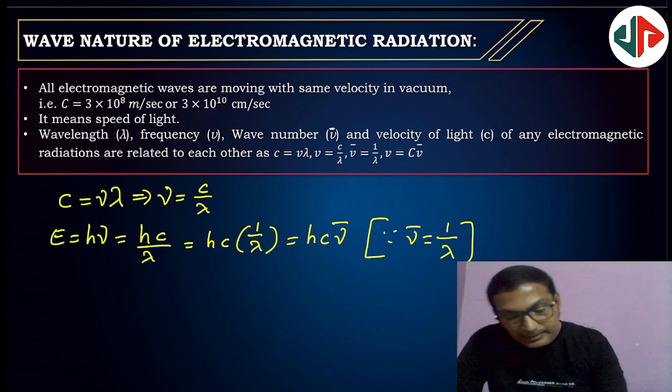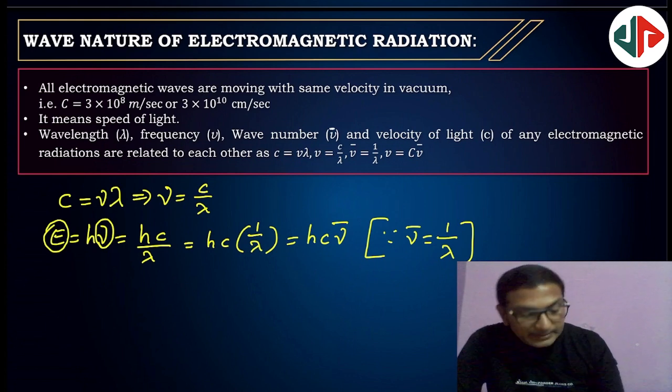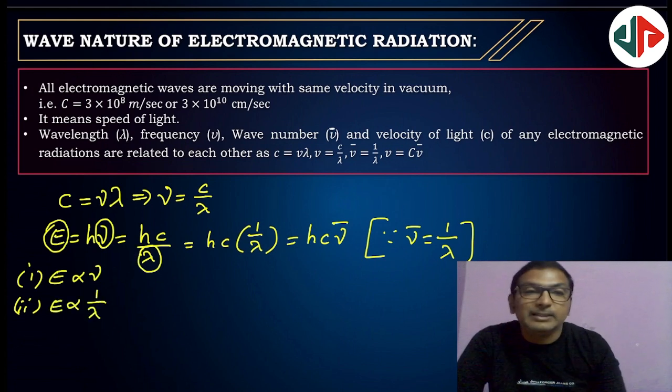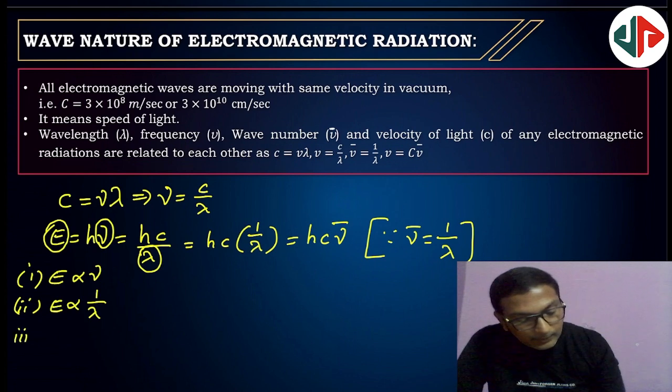So from this, see here, relation between energy and frequency. Relation 1, energy directly proportional to frequency. Relation 2, relation between energy and wavelength: energy and wavelength inversely proportional to each other. Relation 3, E and nu bar, wave number, directly proportional.